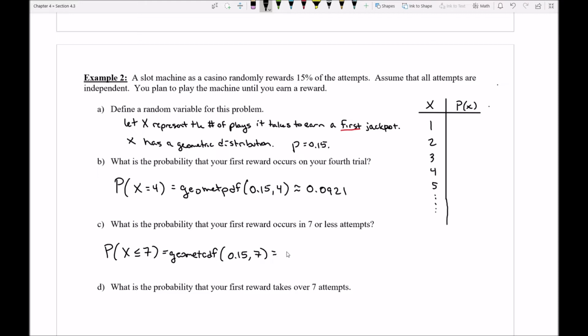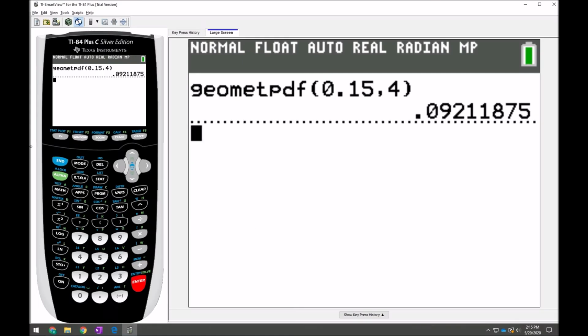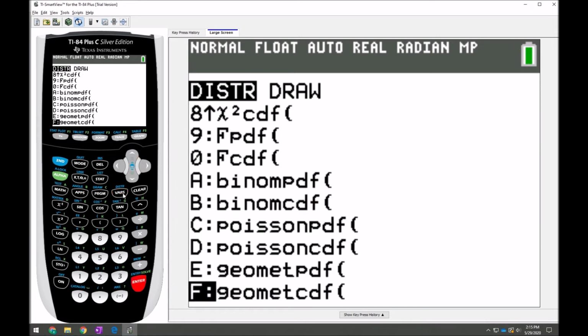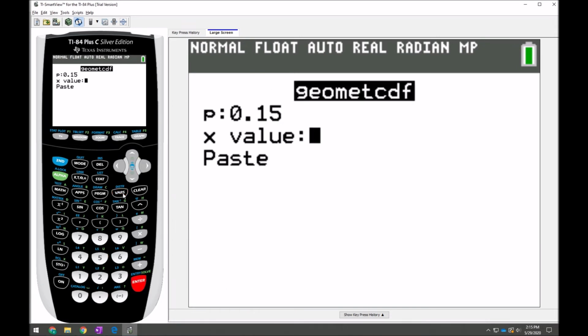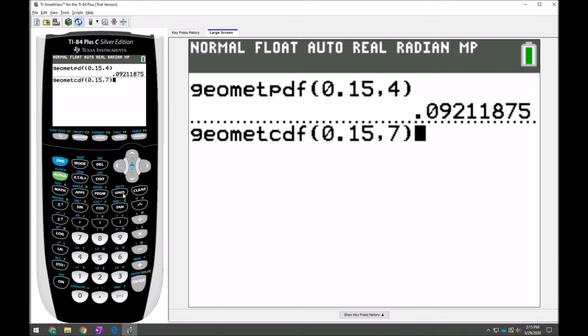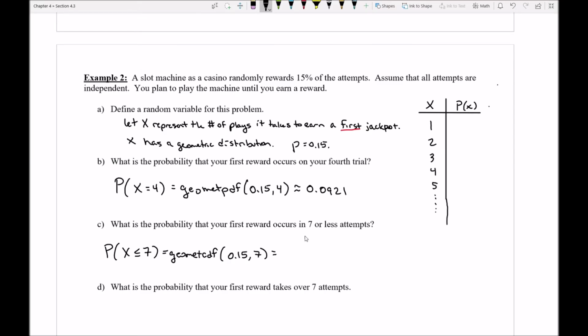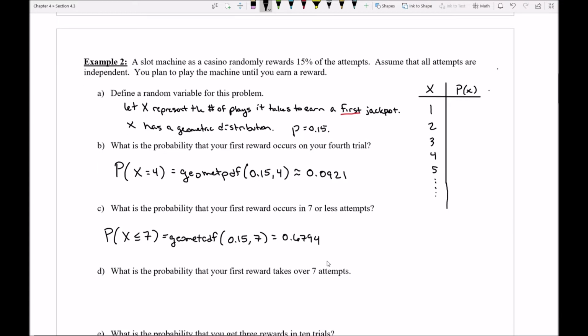Perfect. So once I have this written down, I would type all this into the calculator. Let's see what we get. Click on second, go to my geometric CDF, 0.15 and 7. And I get a value of 0.6794. All right, let's take a look at part D.